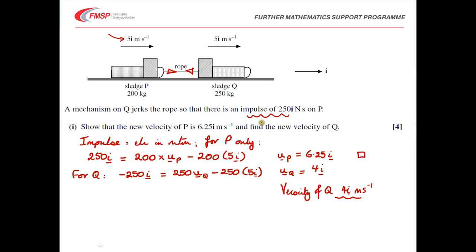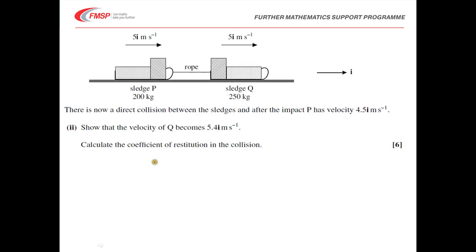Okay, marks for this one. There's a method mark for applying impulses changing momentum. There's an E mark for showing the result that was required here. A method mark for using impulse equals change in momentum for Q, and an answer mark for the 4I meters per second. Going on then to the next part of the question.